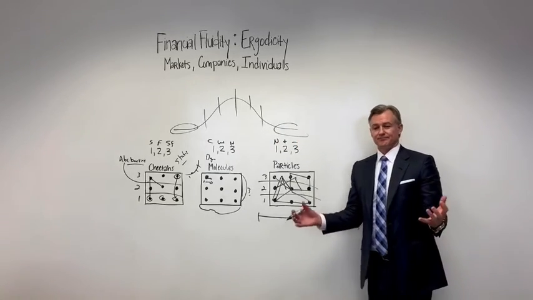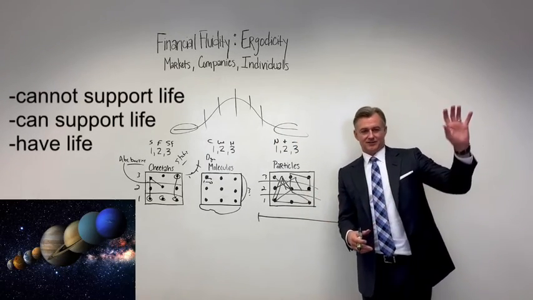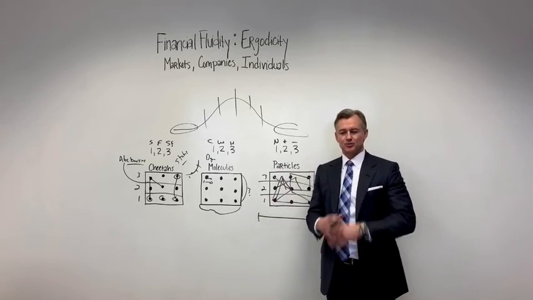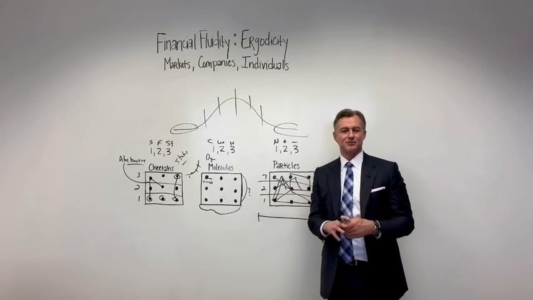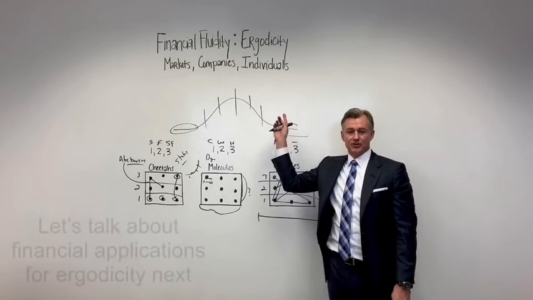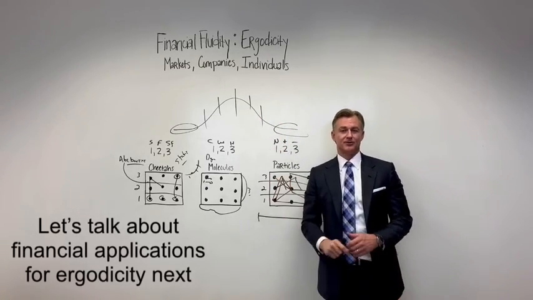So, planets cannot support life, can support life, and have life. Just run experiments in your mind about what systems might be ergodic. And then let's talk about these financial applications for it in the next videos. I hope that's helpful.